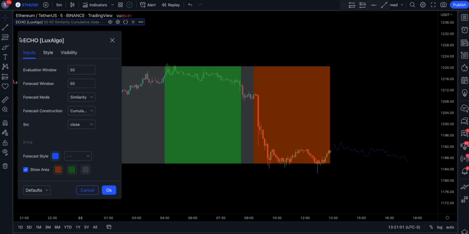This indicator consists of 4 parts. First part is the evaluation window, which consists of the grey and the green backgrounds. The second part is the forecast window. Next, we have the most similar segment within the total evaluation window. This area has a green background. And finally, we have the prediction or the forecast. Based on this line, we're going to be determining where the price action is going to go, up or down.